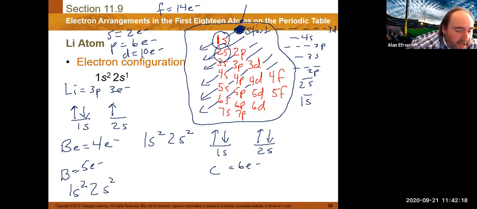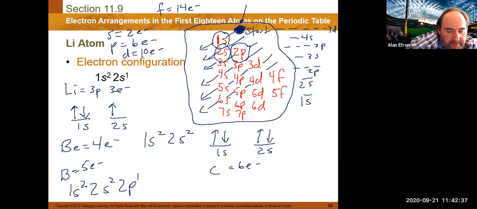Again, if we count the top numbers, we have 2 and 2, which is 4. And we still have more electrons, so I'm going to zigzag back around and come to 2p next, and it would be 2p1 in this case. If you count the top numbers there, 2, 4, and 1 makes 5.